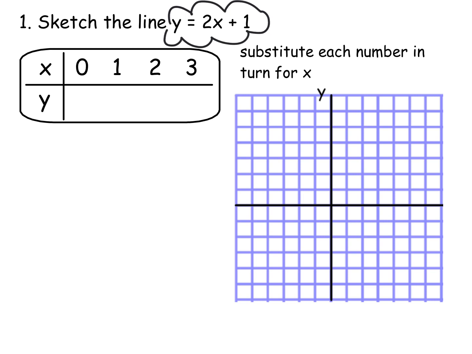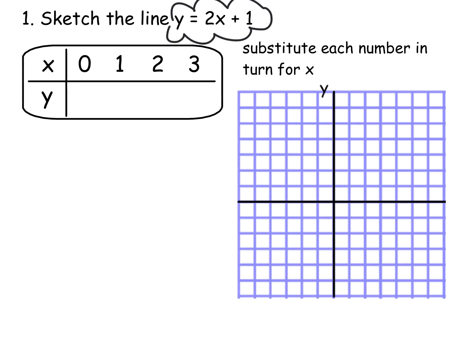What we do for each of these coordinates, you take each number in the table and you sub it in for x. So for example, for the first one, you do y equals, you replace x with 0, so you've got 2 times 0 plus 1. 2 times 0 plus 1 is just 1, so you put in 0, 1 there.